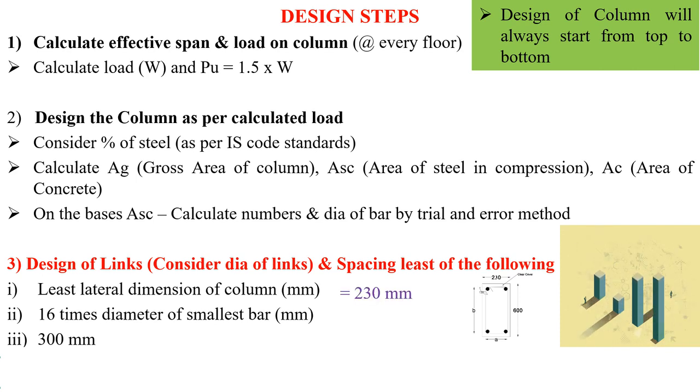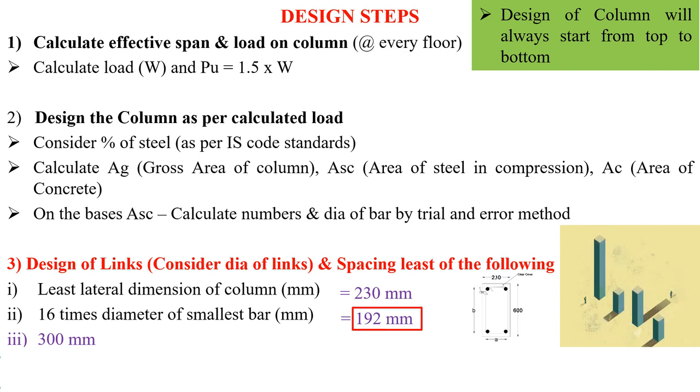Second is the 16 times the diameter of the smallest bar. So just take a case in my column. I am having a 12 dia of the bar, right? So 12 is the least dia of the bar, so 16 times of the 12 bar, that is equals to 192 mm, and the third criteria is the 300 mm. So I need to select the least spacing of the following. So in this list is 192 mm.